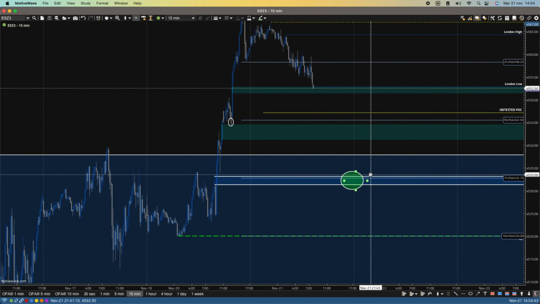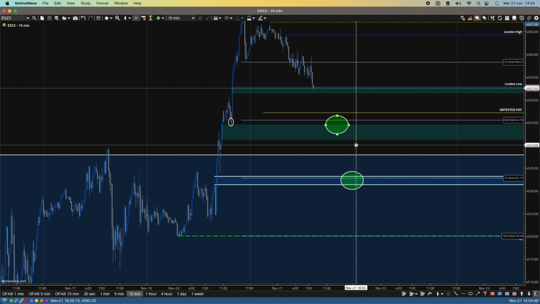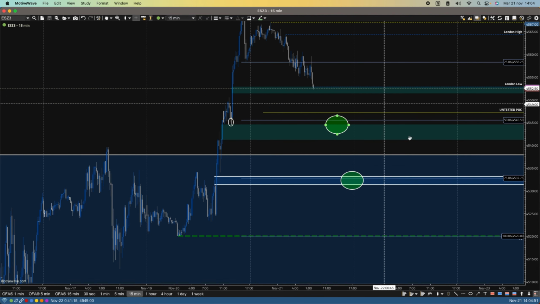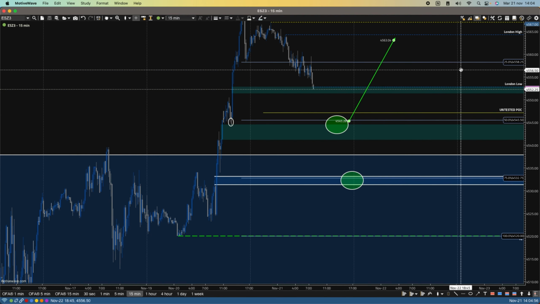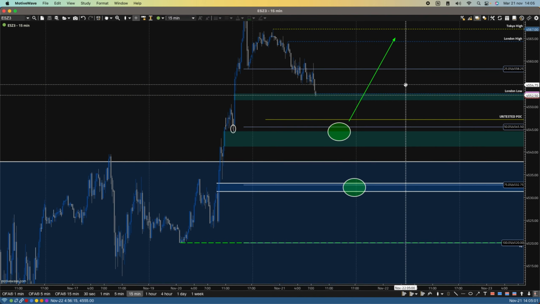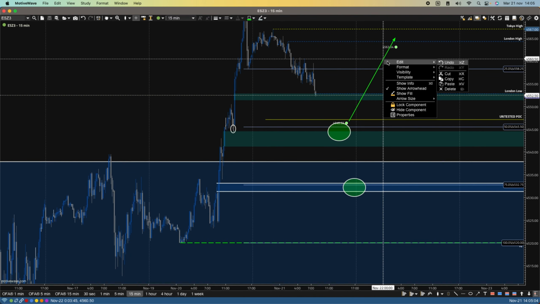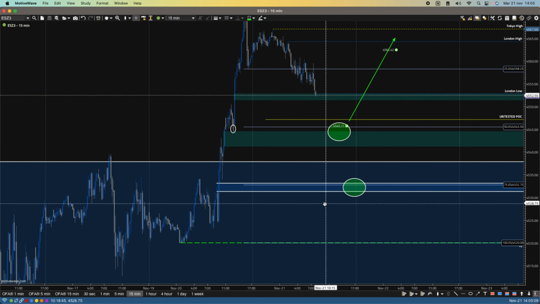Okay, so this is the first zone and this is the second. Okay, so this is the first, this is the second. My ideal trade for today will be this one. Okay, and this is the chart that I will share on my Discord group.